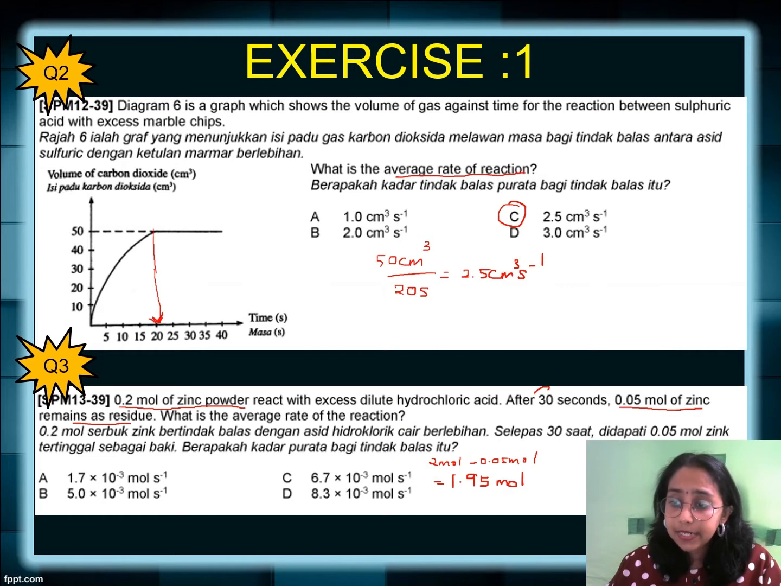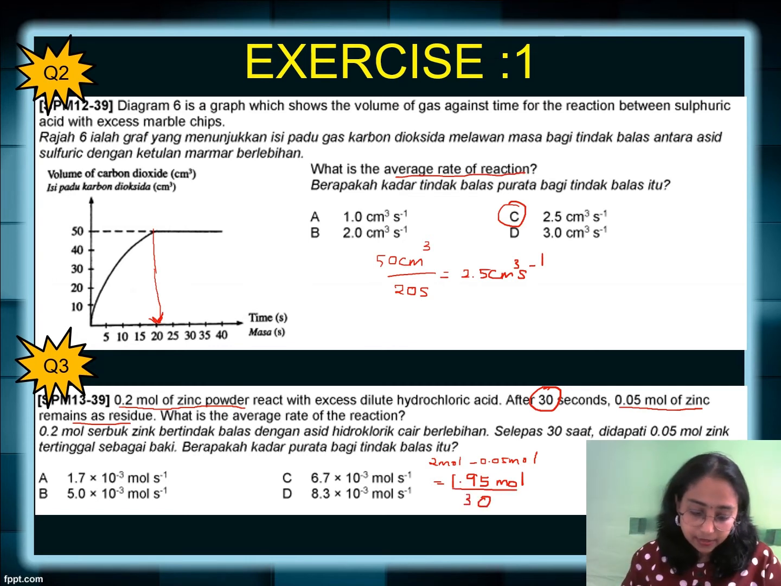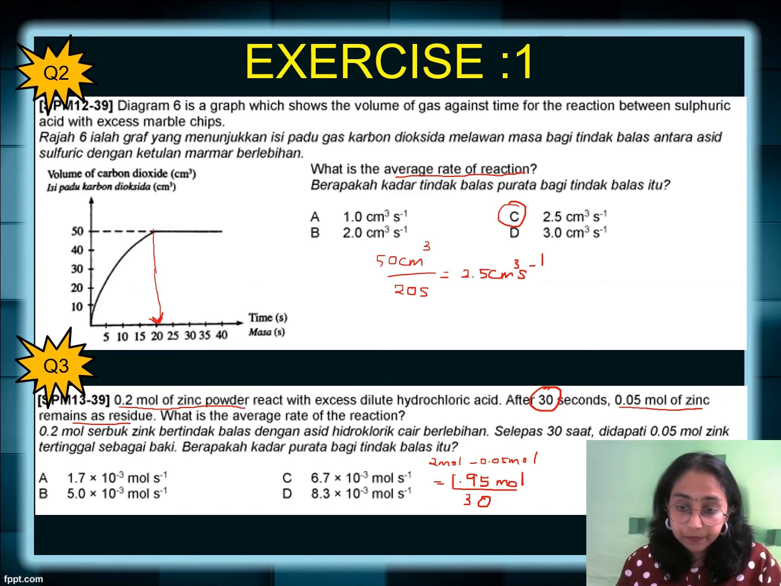And they have already said after 30 seconds, that's the timeline for the reaction that occurred. So the moles reacted, you divide it with 30 seconds. So what's the answer you obtain? Yes, you'll be getting the answer is C.